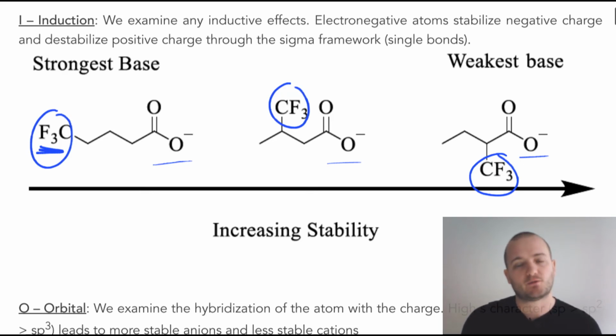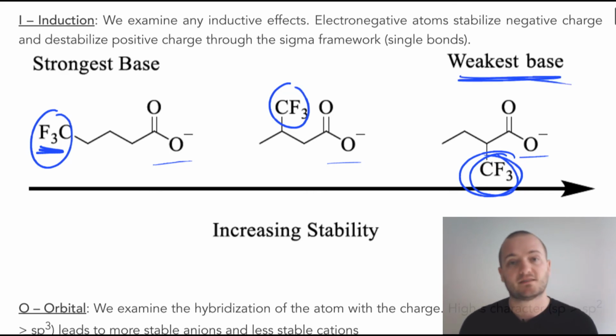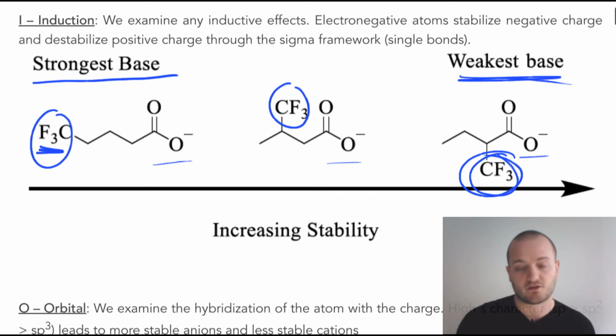The number of bonds between the electronegative atom and the negative charge tell you how strong that induction is going to be. So on the right-hand side here, we have 1, 2, 3, 4 bonds to the negative atom, and then 5 and 6. So the species that has the CF3 closest to the negative charge is going to stabilize that negative charge the most, making it the weakest base, whereas the species that has the fluorine the farthest away from the anion is going to be the least stable and therefore the strongest base.